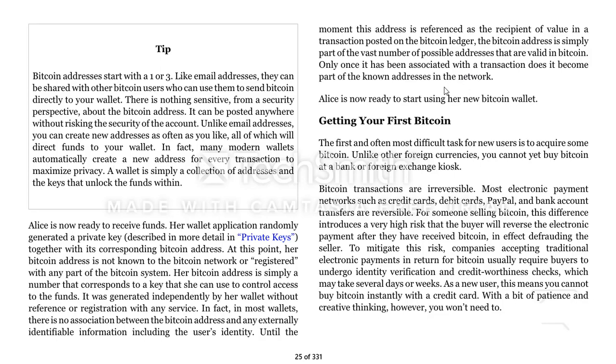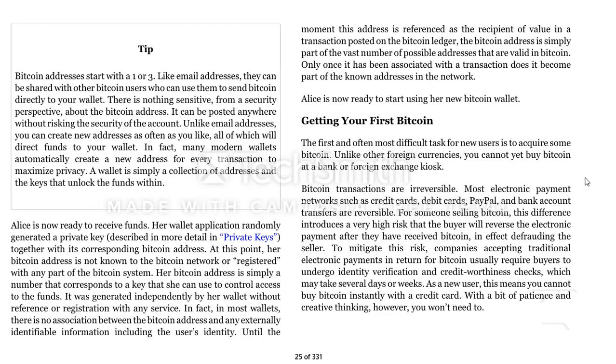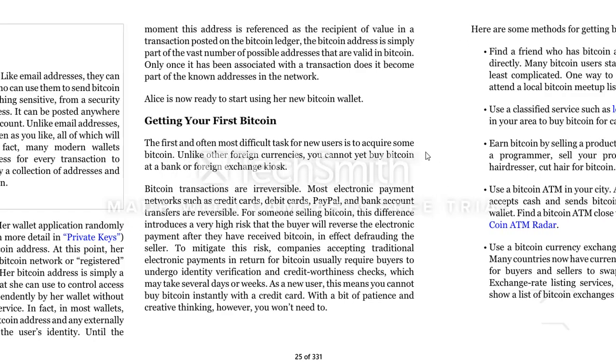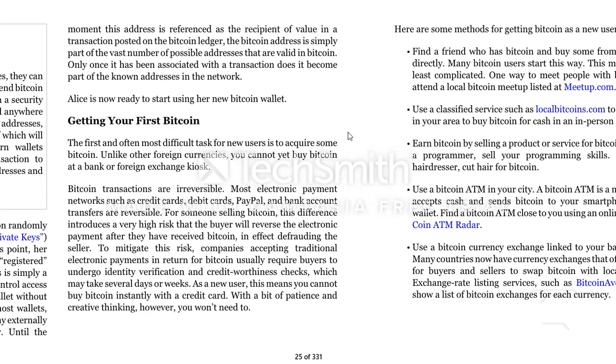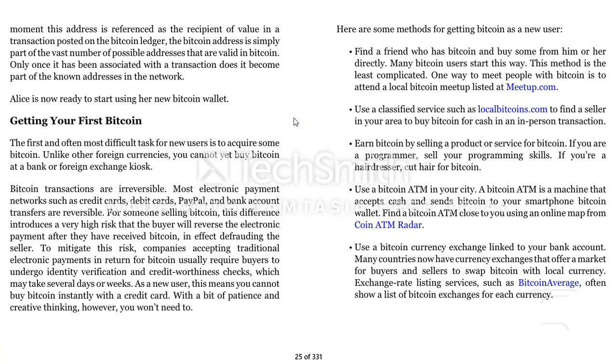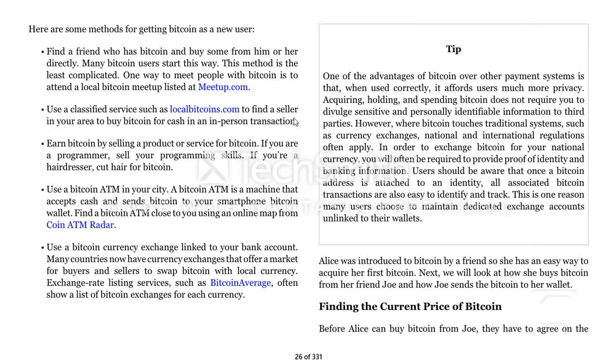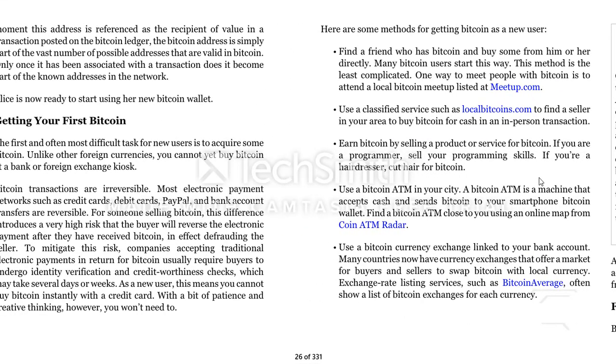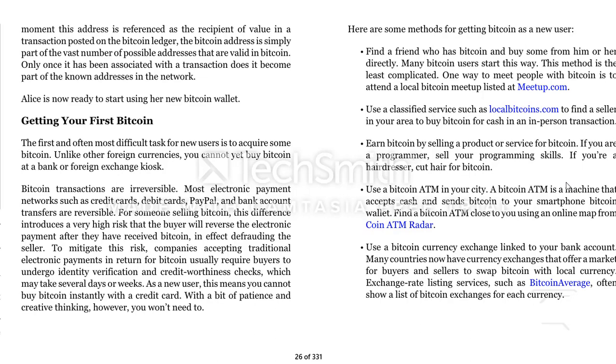Getting your first Bitcoin. The first and often most difficult task for new users is to acquire some Bitcoin. Unlike other foreign currencies, you cannot yet buy Bitcoin at a bank or foreign exchange kiosk. Bitcoin transactions are irreversible. Most electronic payment networks such as credit cards, debit cards, PayPal, and bank account transfers are reversible. For someone selling Bitcoin, this difference introduces a very high risk that the buyer will reverse the electronic payment after they have received Bitcoin, in effect defrauding the seller.